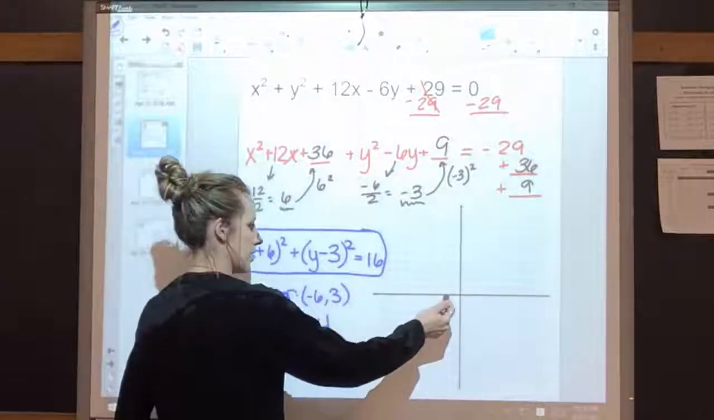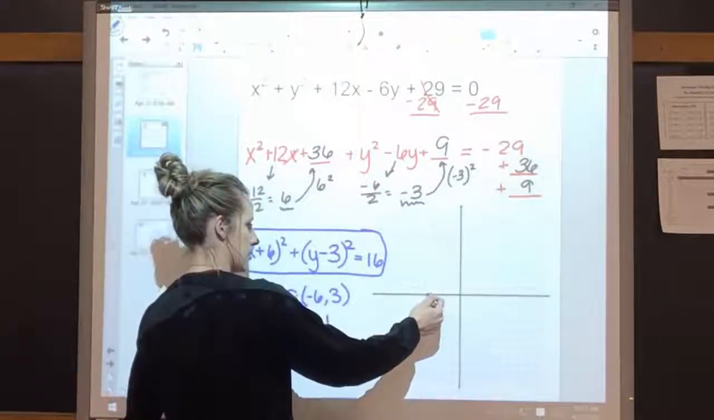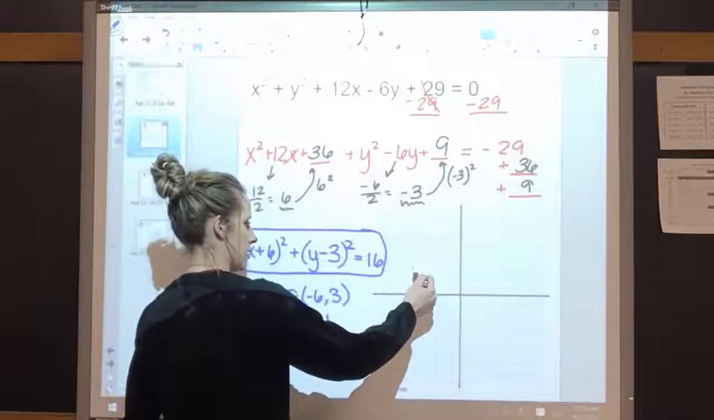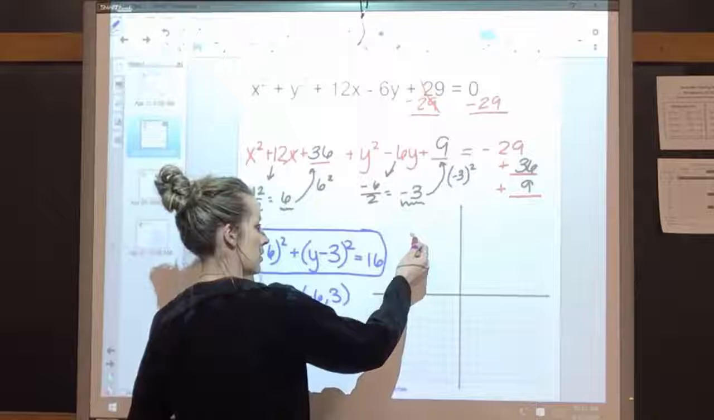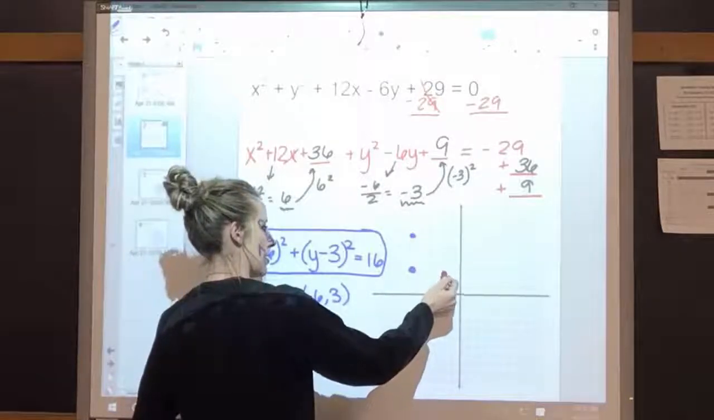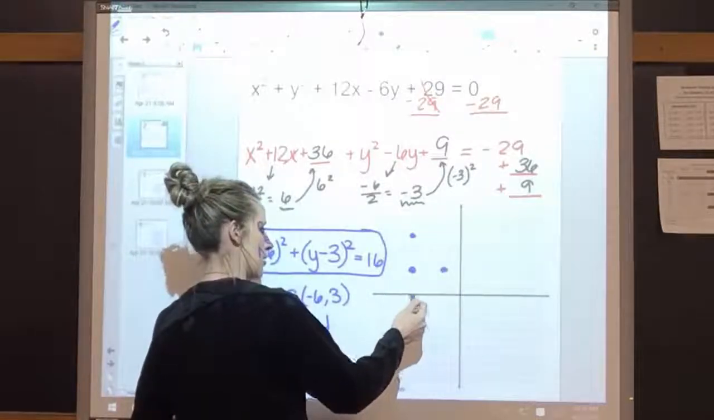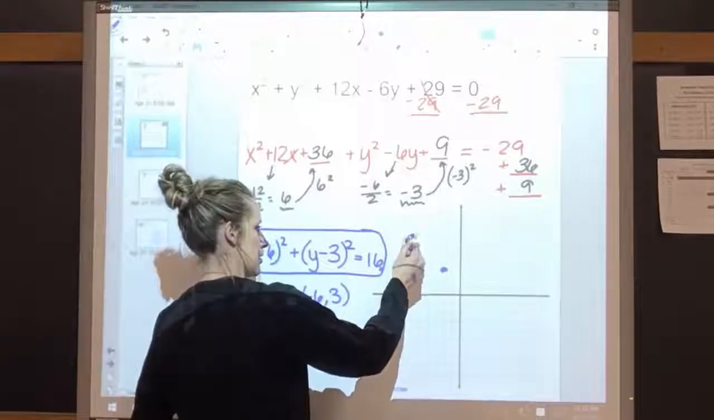So you're going to plot your center, negative 6, 3. And your radius is 4, so go up 4, go to the right 4, down 4, left 4, and you get your circle.